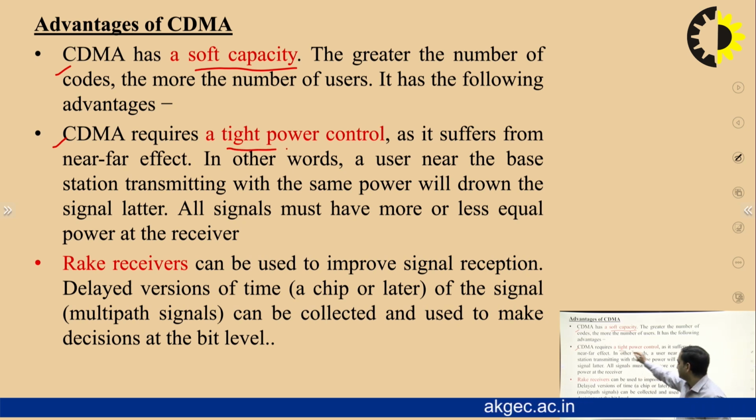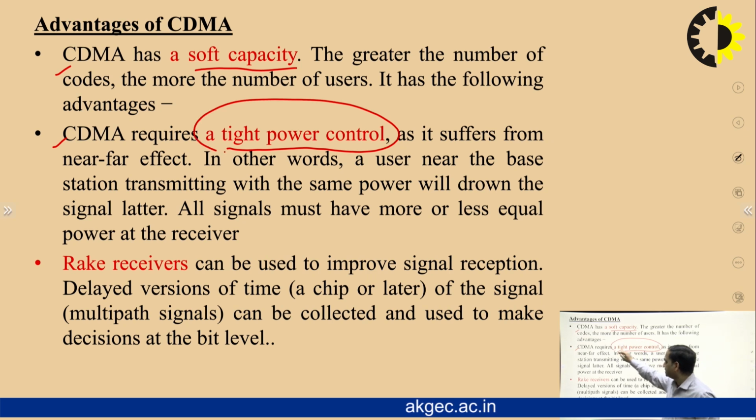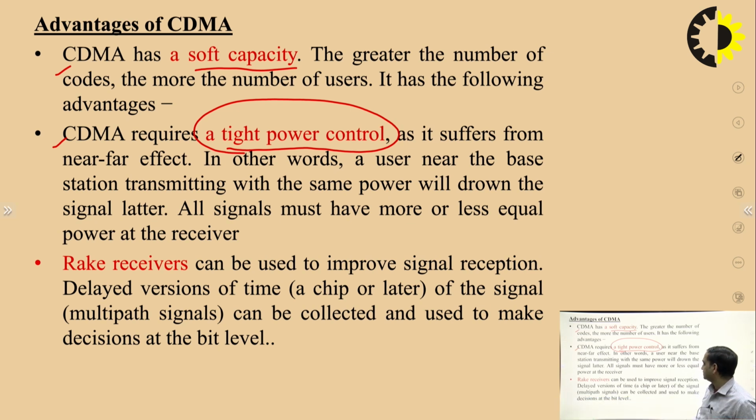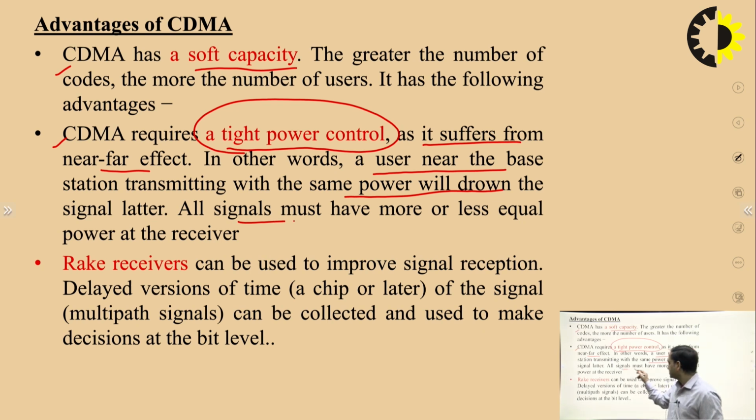This is a very major concern in the CDMA system, where we have the near field or the far field. So in that case, a tight power control system is required. This is also one of the disadvantages of the CDMA system, since we require an optimum power control mechanism. It suffers from the near far effect, as I said. In other words, a user near the base station transmitting with the same power will drown the signal of the later one, and all signals must have more or less equal power at the receiver.